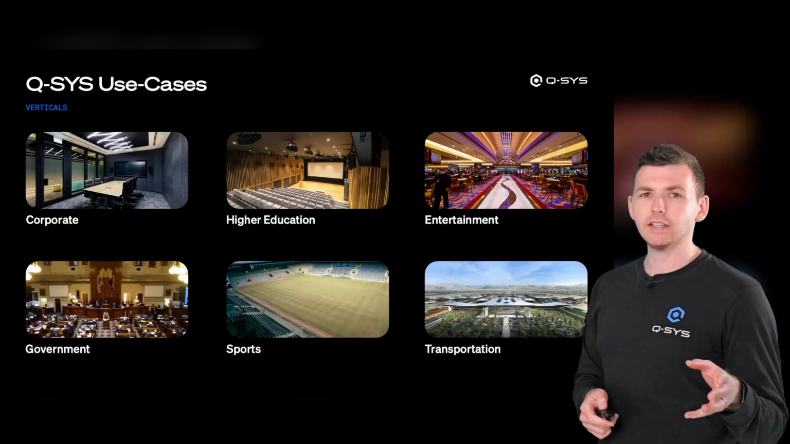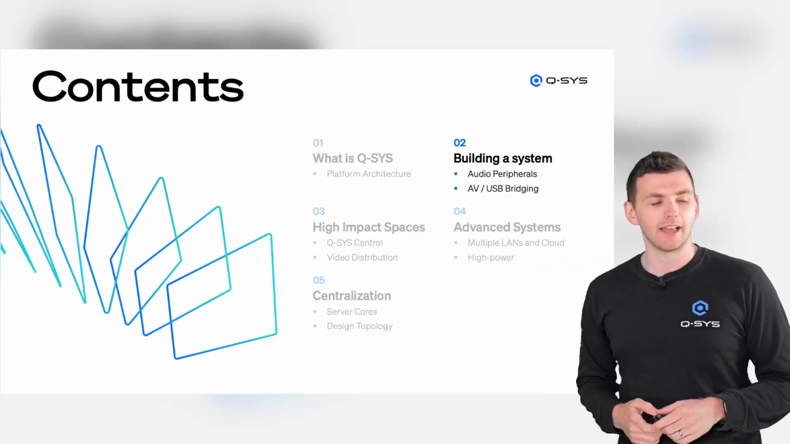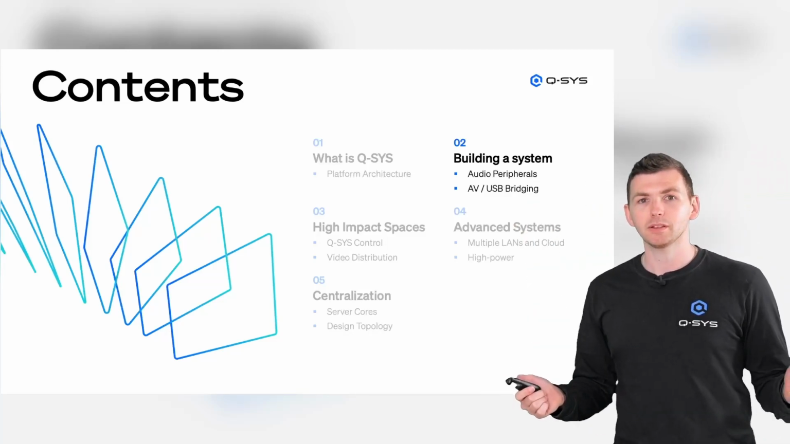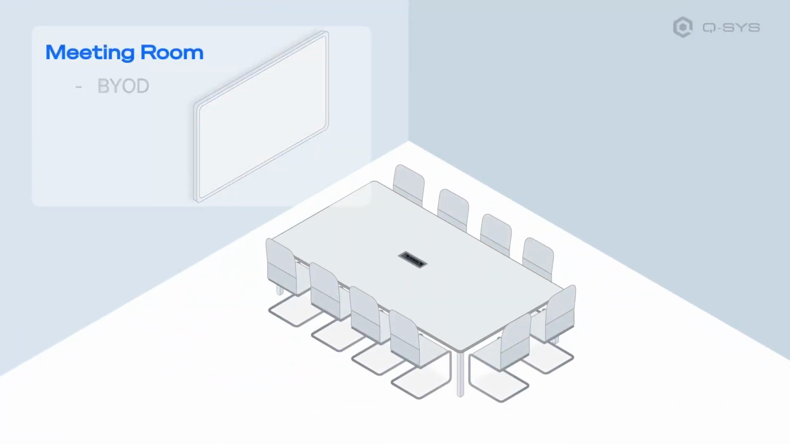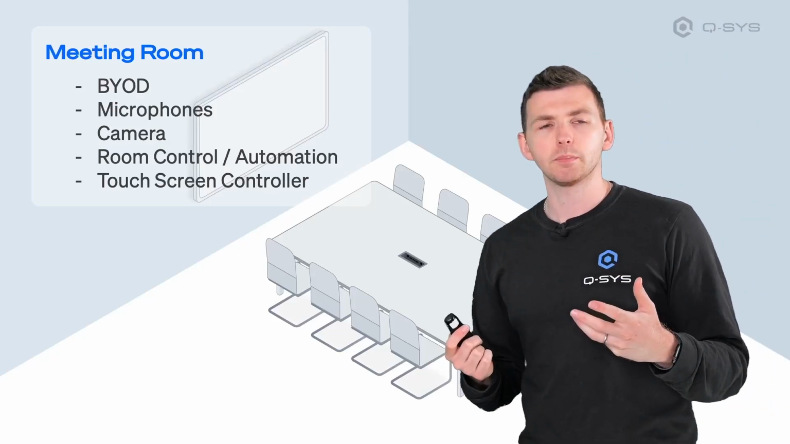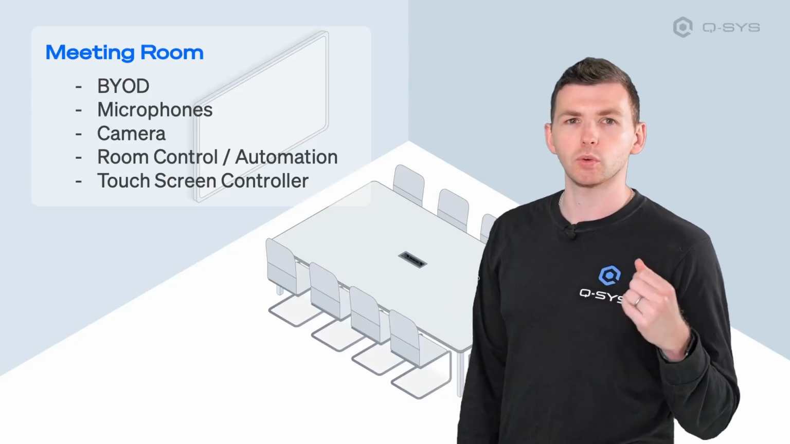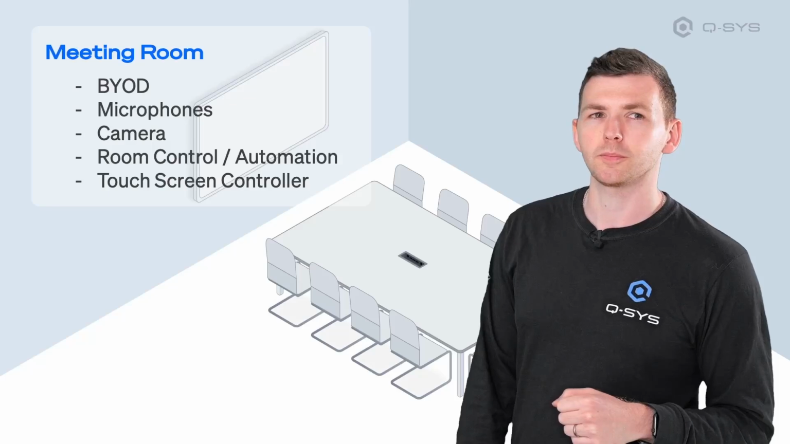Next up, let's see what we need to understand to actually design some systems. So next, we're going to be looking at building a system. But what are we going to be building? Well, take a look at this. We're going to work on a fairly straightforward conference room, okay? This is a room which is going to need bring your own device. It's going to need, of course, microphones, camera, some kind of room control, a touchscreen to deal with all of that. And what we're going to do here is learn about basically how we can build this nice, simple Q-SYS system. But along the way, we're going to learn about some fundamental Q-SYS principles that enable this to work.